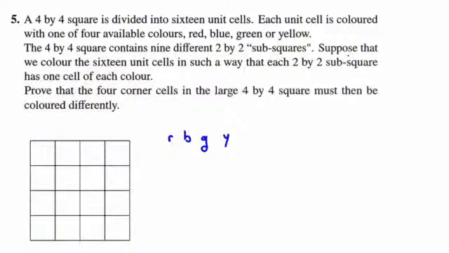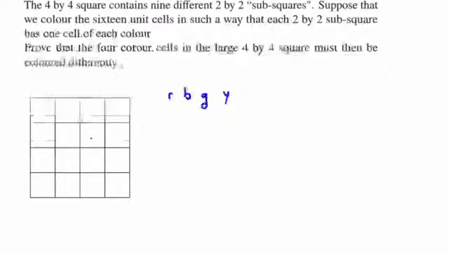Okay, so now it says suppose that we color the 16 unit cells in such a way that each 2 by 2 subsquare has one cell of each color. Prove that the 4 corner cells in the large 4 by 4 square must then be colored differently. So the idea we want to use is very famous in many problems. I saw this idea. Here you say, okay, suppose it is R. At first, I want to prove adjacent corners like this have different colors. Then I want to prove opposite corners. Okay, so let's consider, for example, suppose it is R.